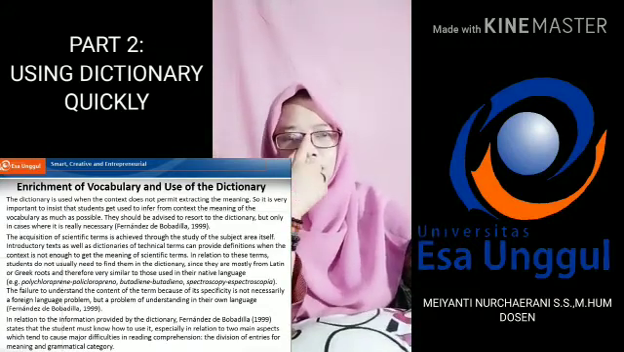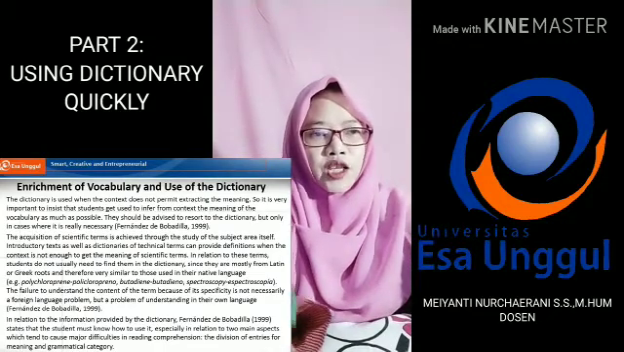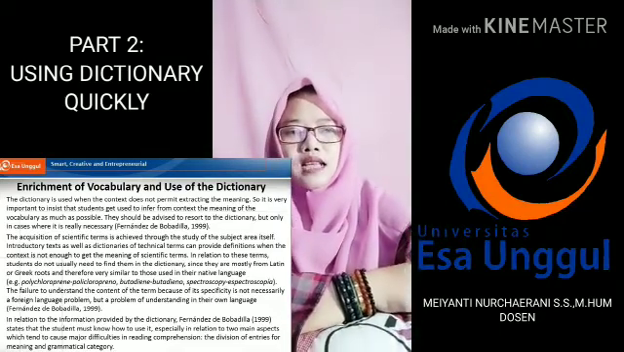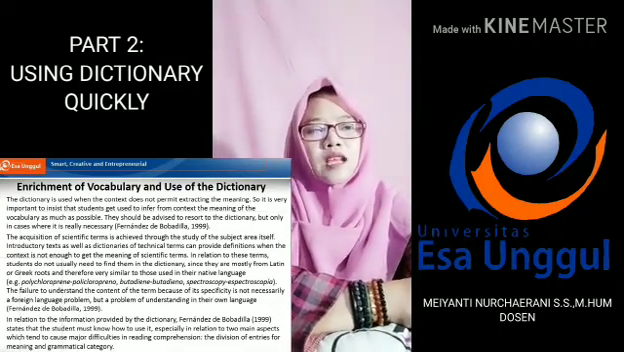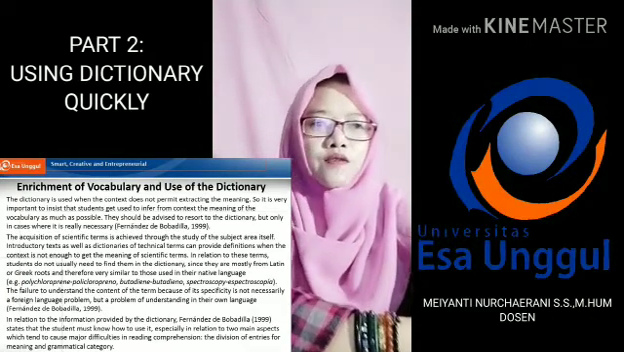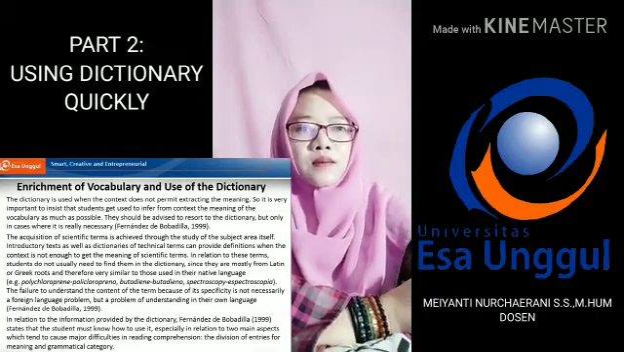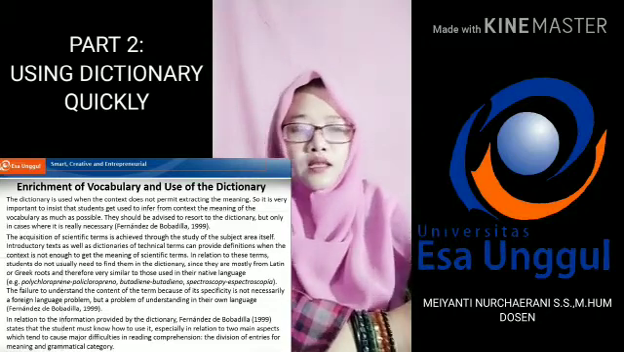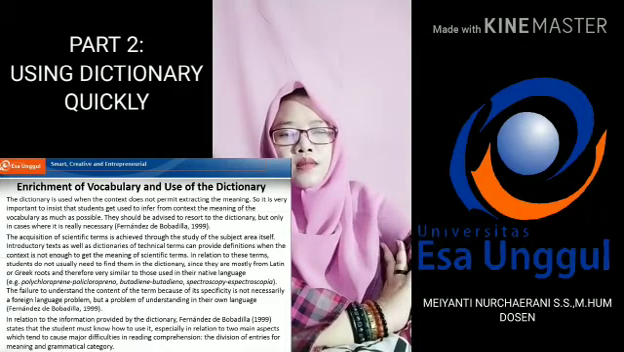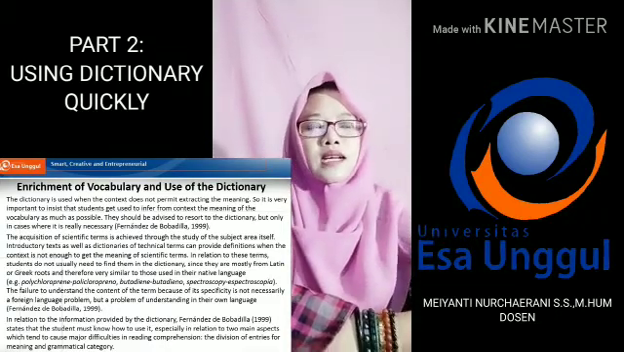The acquisition of scientific terms is achieved through the study of the subject area itself. Introductory texts as well as dictionaries of technical terms can provide definitions when the context is not enough to get the meaning of scientific terms. In relation to these terms, students do not usually need to find them in the dictionary, since they are mostly from Latin or Greek roots and therefore very similar to those used in their native language.